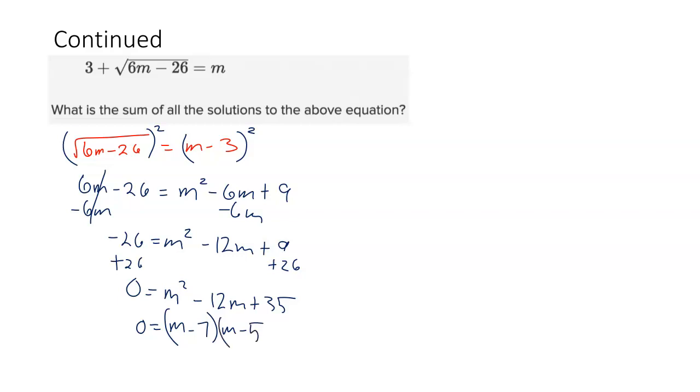What are my values of m? What is 7 and 5? m equals 7 and m equals 5. But we have to then take those and check to make sure that both of them still work. Otherwise, we have an extraneous solution. So we go back to our original equation, 3 plus root 6. Let's plug in one of our answers and see if that works out.